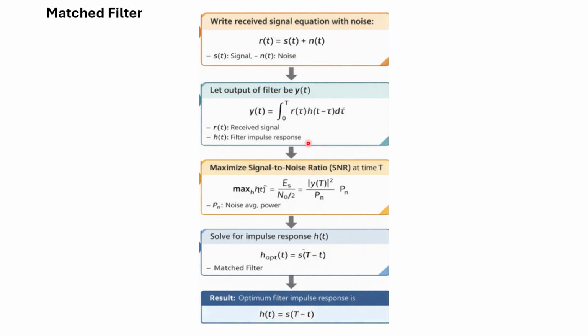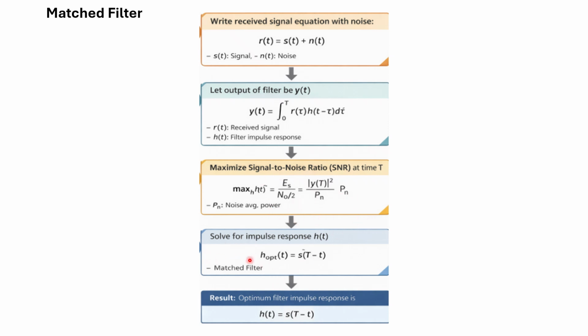So then the output of the filter, y(t), will be what? Convolution in the time domain, and in the frequency domain simply the product of both, right? So here is that convolution, and then we will try to maximize the SNR. SNR is the signal to noise ratio. So we'll find the signal power and noise power, and then we'll take the SNR, right?